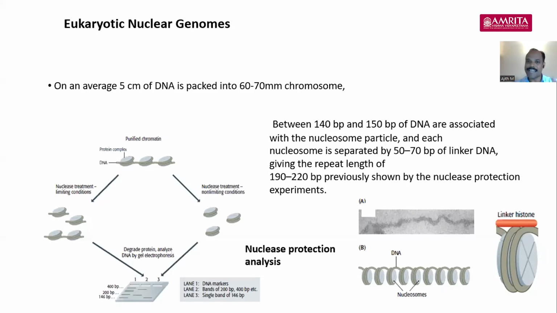Certain regions are tightly packed. You call it heterochromatin. Certain regions are loosely packed. Euchromatin, eu meaning true, euchromatin. Most of the genes seem to be concentrated in the euchromatin, not in the heterochromatin. Probably something to do with accessibility of those regions. So 5 centimeters of the DNA is packed in 60 to 70 millimeter of chromosome.